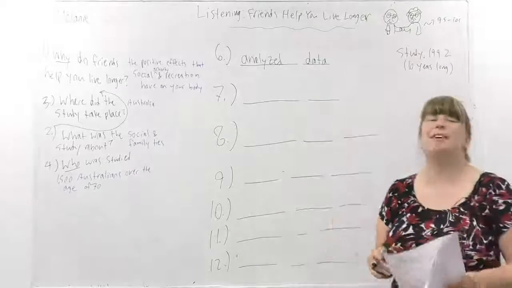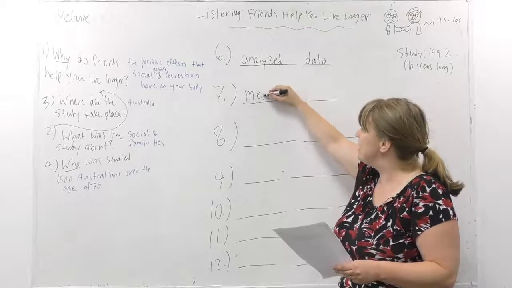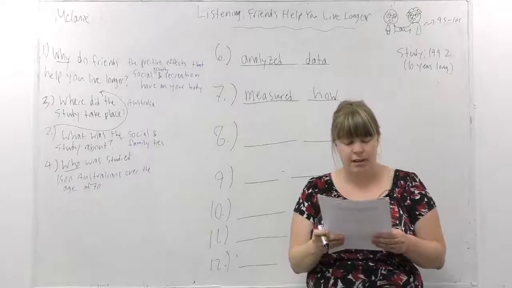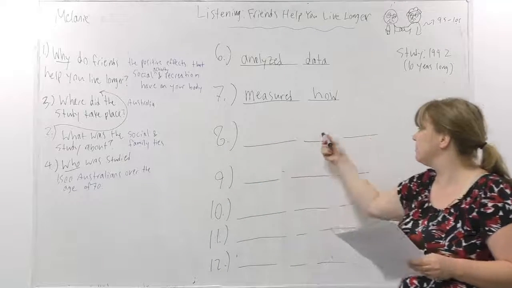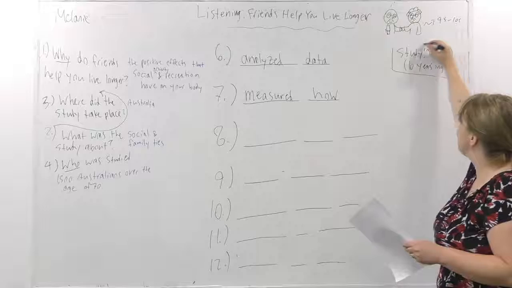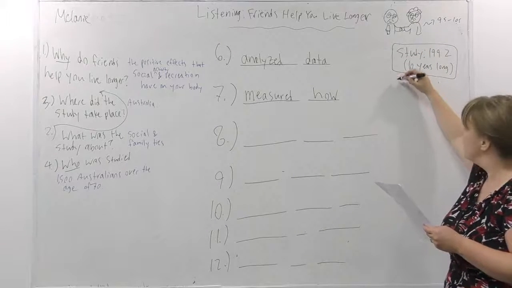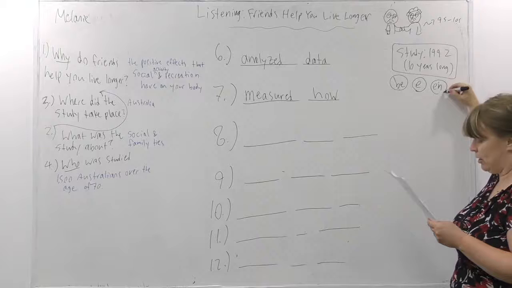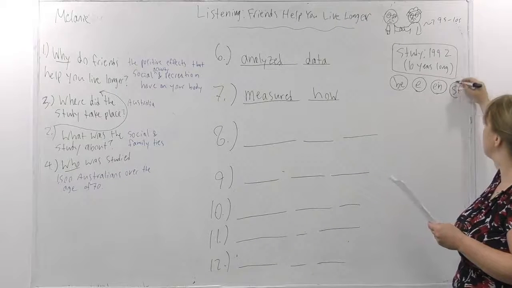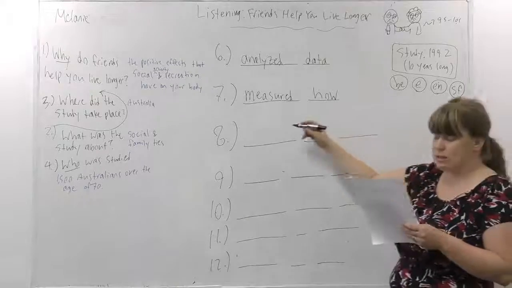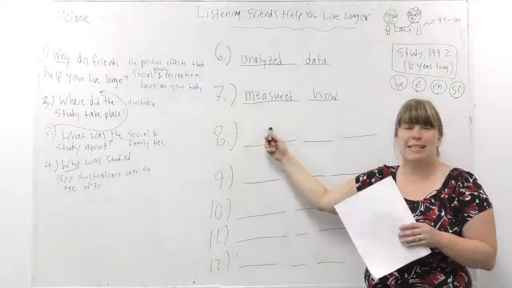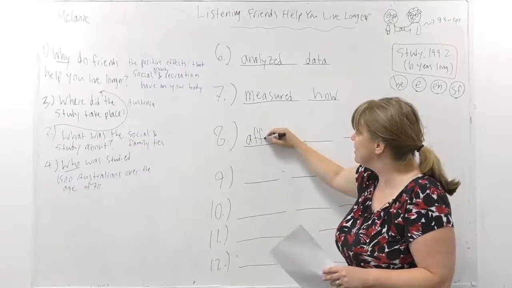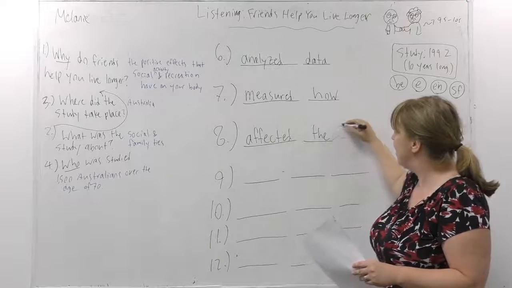Okay, someone has responded. Very good, thank you. So the 10-year-long study measured how behavioral, economic, environmental, and social factors. All right, so in this study we got different things. We got B for behavioral, E for economic, EN for environmental, and SF for social factors. And we got number 8. Okay, I see someone has answered. Hopefully everyone else at home has their answers down. Affected the health. Very good.